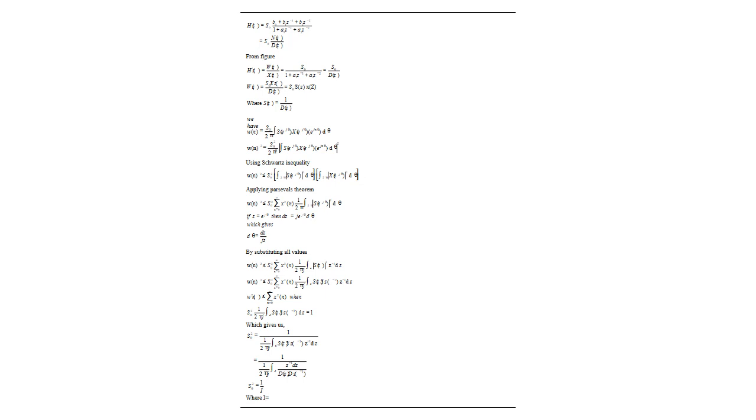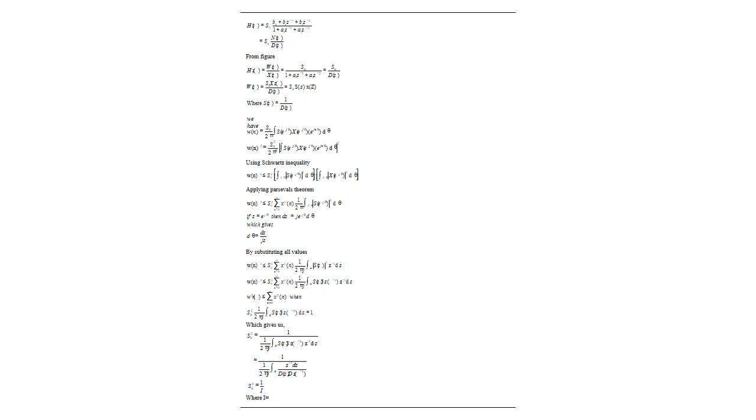So using the Schwarz inequality, w(n) squared is less than or equal to S0 squared. So that is integral over 2π of modulus of S(e^jθ) squared dθ, into integral over 2π of X(e^jθ) the whole square dθ. So applying Parseval's theorem, w(n) squared is less than or equal to S0 squared, summation n equal to 0 to infinity x squared of n, and 1 by 2π integral over 2π of S(e^jθ) the whole square dθ.